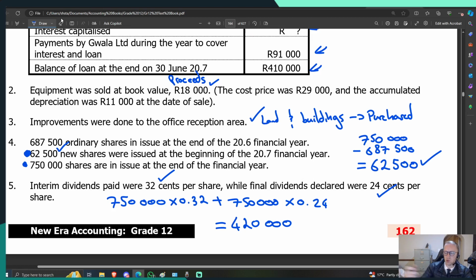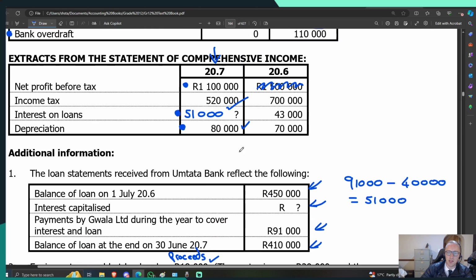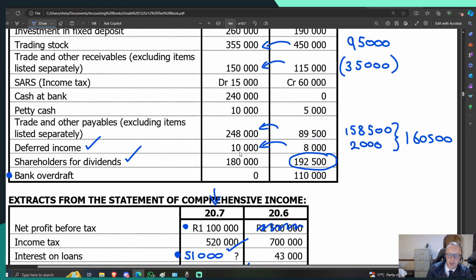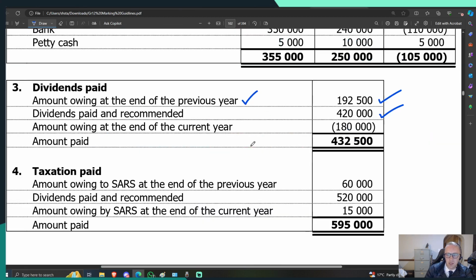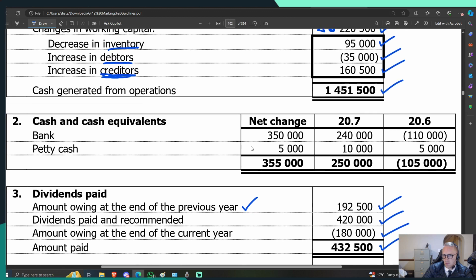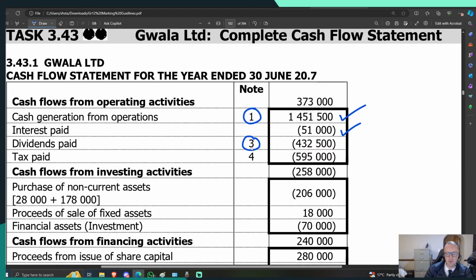And finally, we have to subtract the amount of dividends that we did not pay for this year. That is the dividends we still owe at the end of the year, which is 180,000 rand. So we're going to put in our cash flow statement 180,000 rand as a cash outflow, or rather as a reduction of the cash inflow that would have happened from the full dividends amount. If you sum those, you will get 432,500 rand. We can put that 432,500 in our dividends paid as a cash outflow.